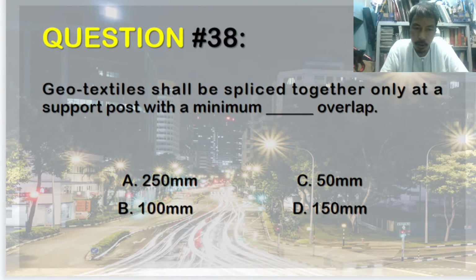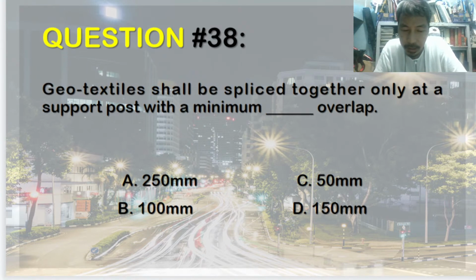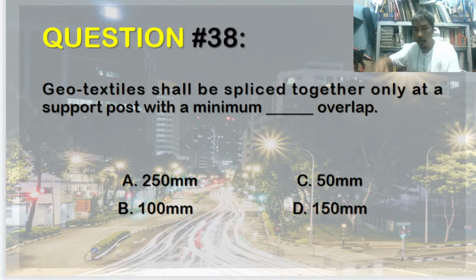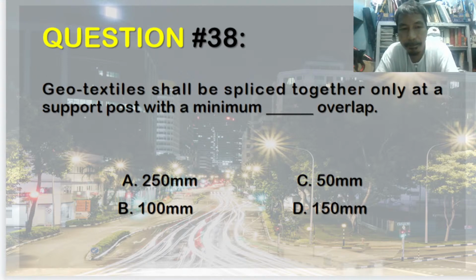A, 250 mm overlap. B, 100 mm overlap. C, 50 mm overlap. And D, 150 mm overlap. Okay? What do you think is the minimum overlap for geotextile material splicing? Okay? Again, let's have a 1 minute break.